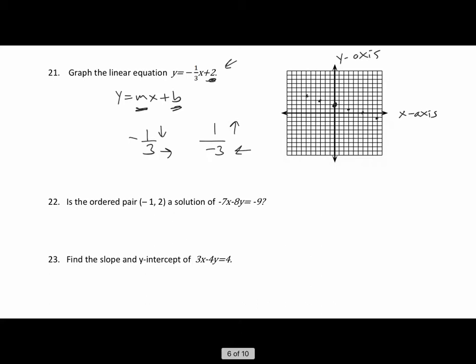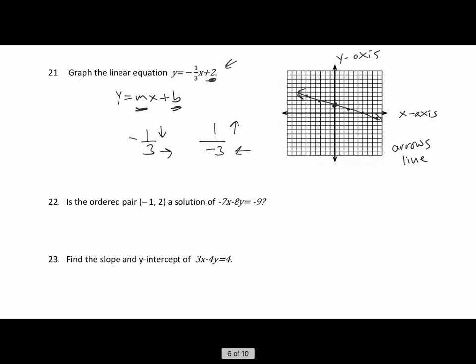And we can connect those points together to form the line. So connect those together with a straight edge, make that as straight as possible. And don't forget those arrows on the end. Arrows are very important when graphing lines, because those points will continue on that slope trajectory forever.